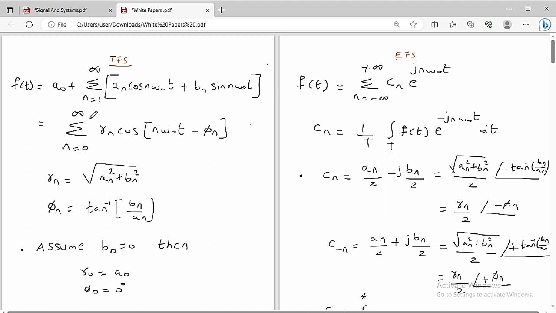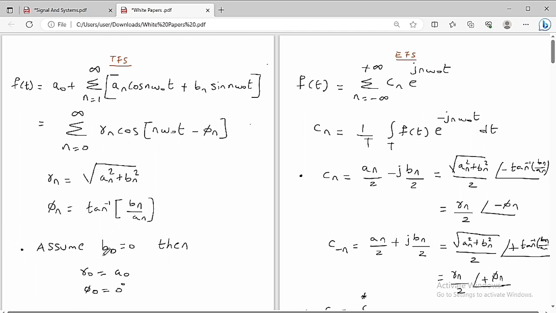So this you can write like this, which is equal to sigma n = 0 to infinity of rn cos(n omega naught t minus phi n). And I already told you rn is nothing but the square root of an squared plus bn squared, and phi n is equal to tan inverse of bn by an. The n value is ranging from 0 to infinity.